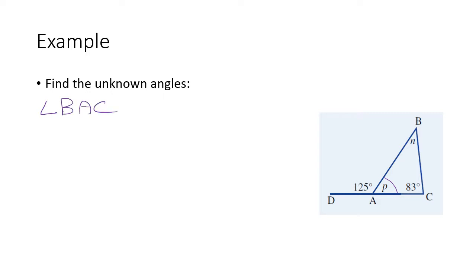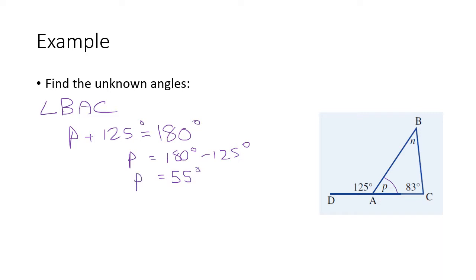Well, what do I know? I know that P plus 125, which is the value of the exterior angle, must equal 180 degrees because they're supplementary. And so what that means is P must equal 180 degrees minus 125 degrees, and so P is going to equal 55 degrees. So this highlights the concept that we looked at before, which is that the interior angle is supplementary to the exterior angle, so they add up to 180 degrees.